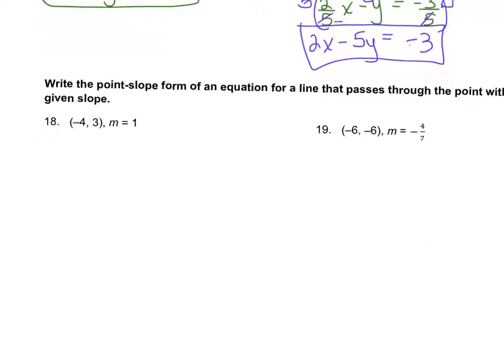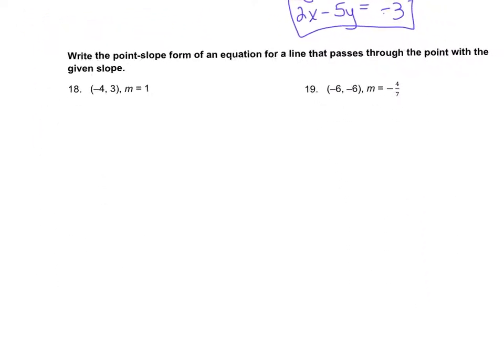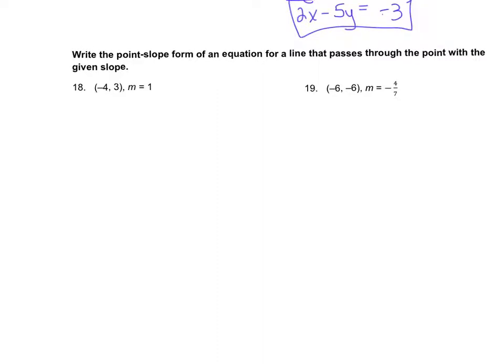All right, 18 and 19. Write the point slope form of an equation of a line that passes through the point with the given slope. Point slope. Oh, you're given the point and you're given the slope. So you recall, and Mr. Slope Man's still up there for you guys to use. It's not going to go down.